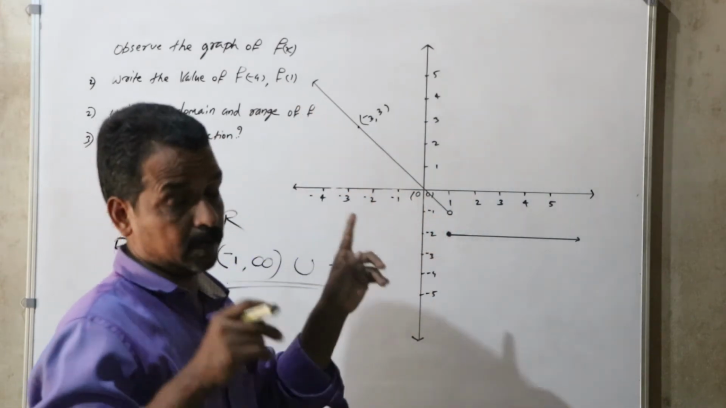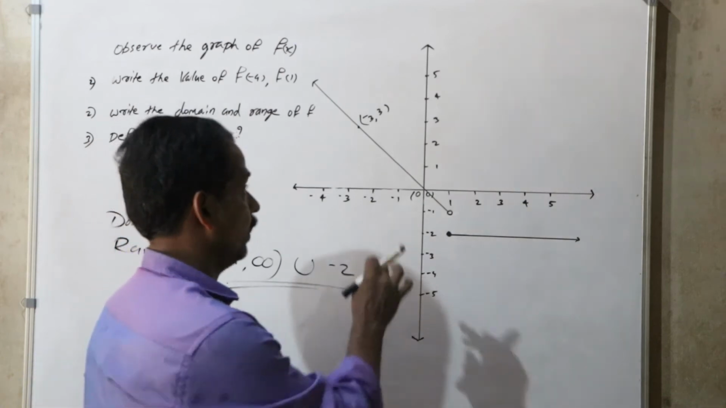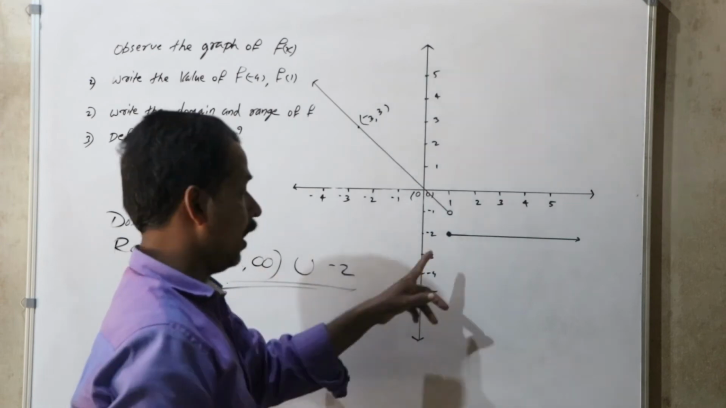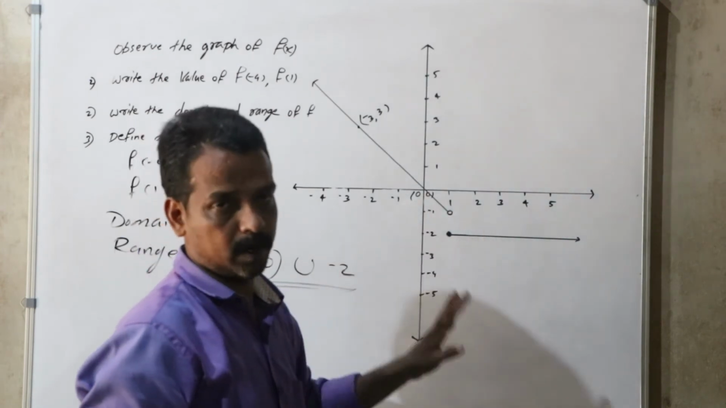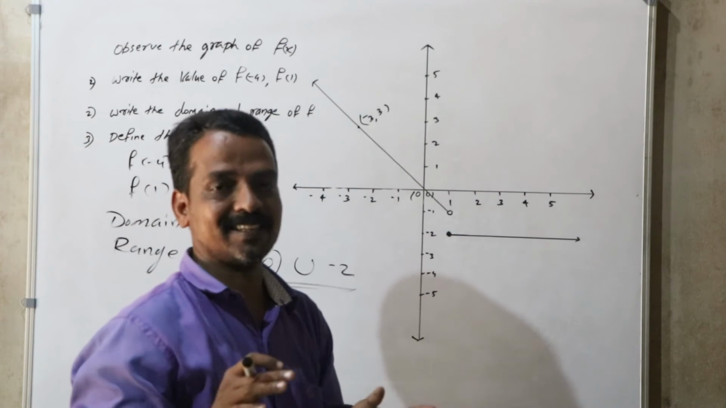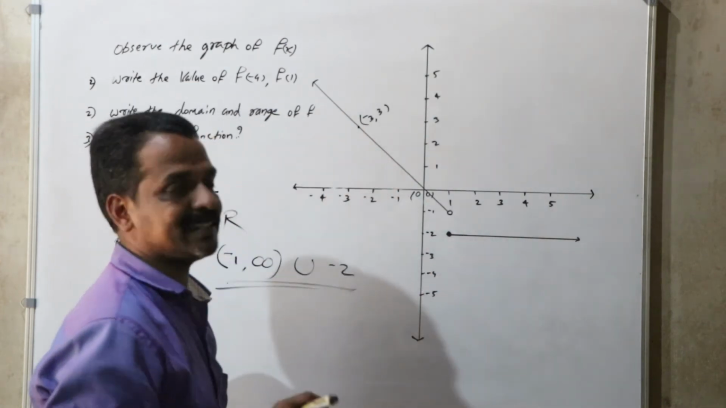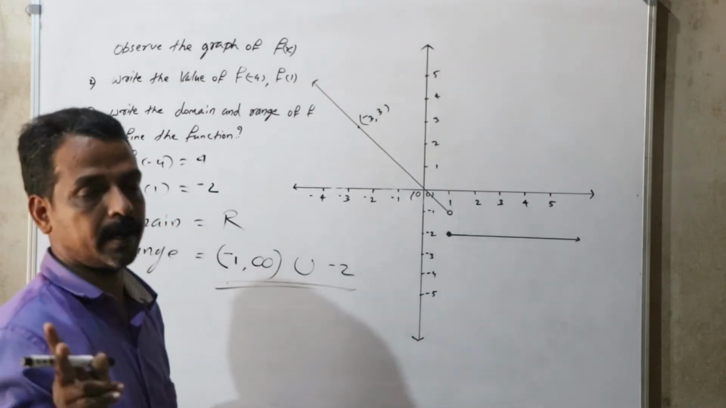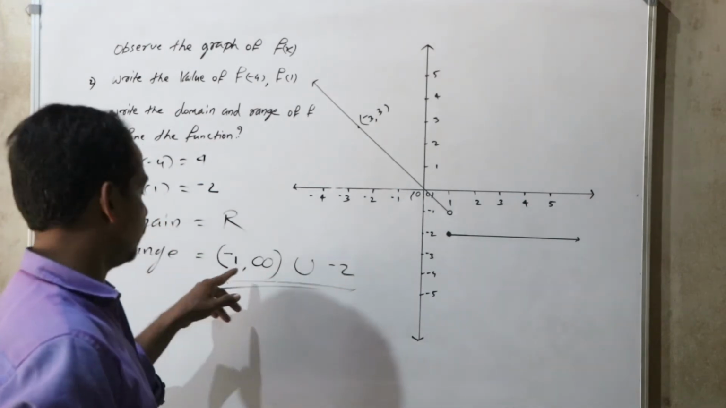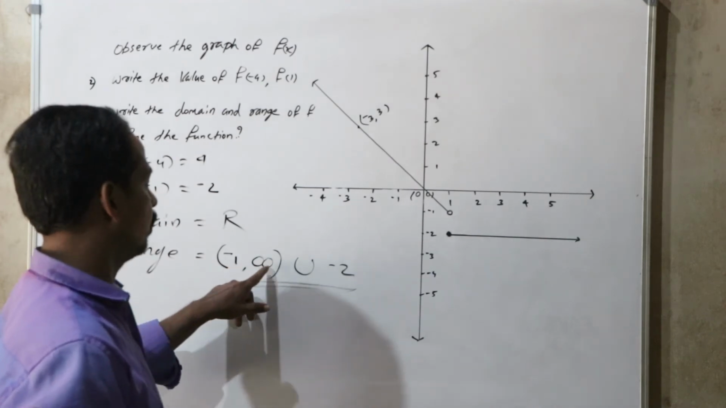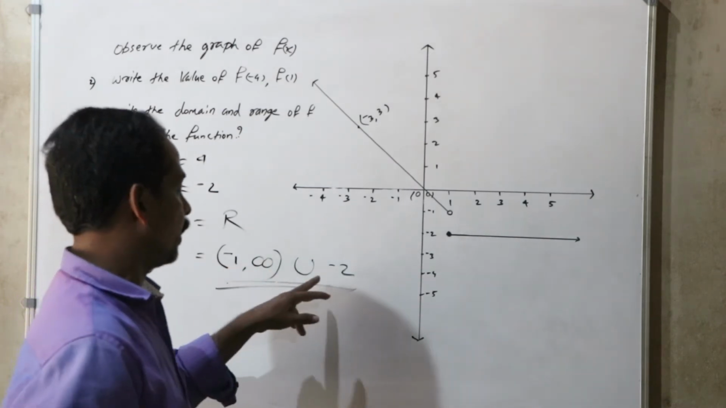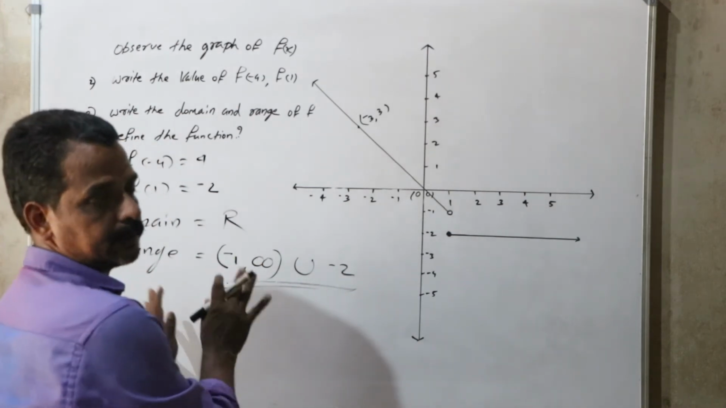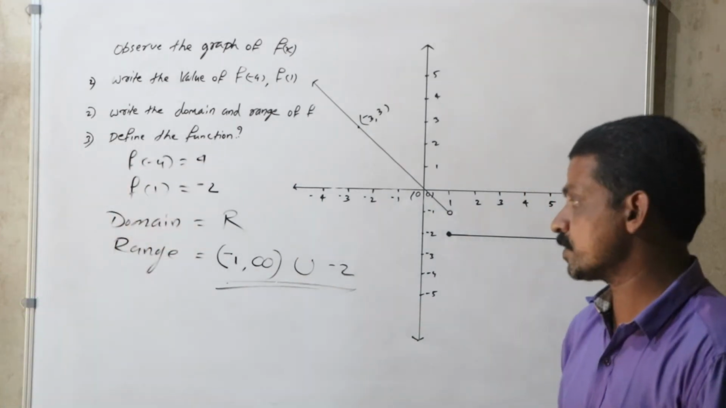This domain is connected. Why? This line's finishing point is near 1 and this line starts from 1, so this is connected, but the range is not connected. Okay, union -2. Here are two graphical lines: one's range is the open interval (-1, infinity), union -2. On such occasions we must write the range like this. Okay. What is the next question?